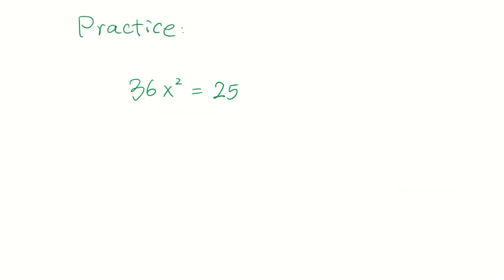Now on your own, I want you to solve this equation by yourself. Pause your video now. When you're done, click play and check the answer. I'm going to review the answer in 3 seconds. 3, 2, 1. First, I want to leave one side equal to 0. That means I will subtract 25 on both sides. We have 36x squared minus 25 equals 0.